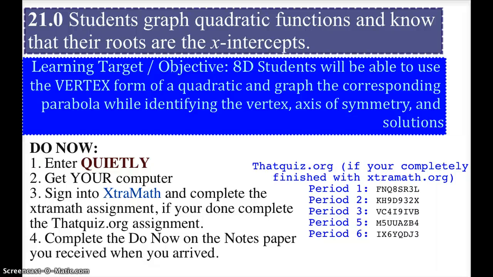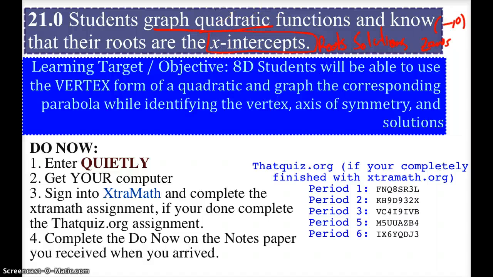Okay, so we are working on standard 21, still on graphing quadratics and knowing their roots and their x-intercepts. Remember, x-intercepts is what we learned in 8C. These are roots, also known as solutions, and zeros. All of these will come out as blank, comma, 0. Sometimes you have double roots, sometimes you have no real solutions. Okay, so we're working on all of this today.